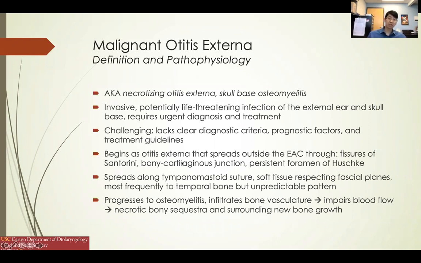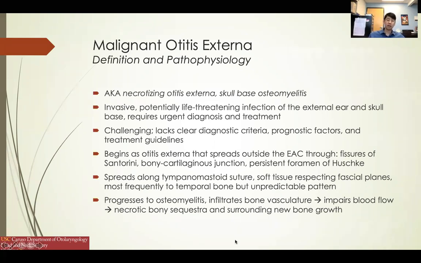So MOE starts as an acute otitis externa that spreads outside the ear canal through multiple pathways. So fissures of Santorini, the bony cartilaginous junction, or if patients have a persistent foramen of Huschke. Then the infection can spread along the tympanomastoid suture and soft tissue. It will respect fascial planes as opposed to malignancy, which doesn't. Most frequently, this will spread to the temporal bone, but has a rather unpredictable pattern of spread.